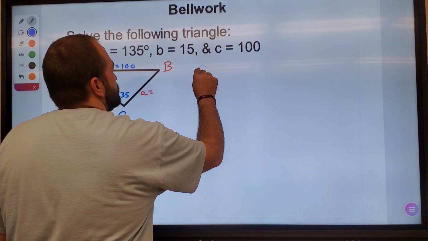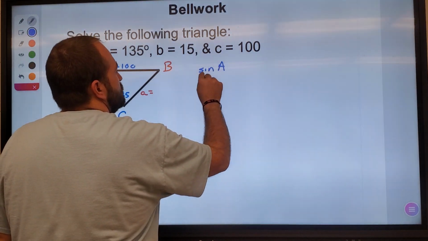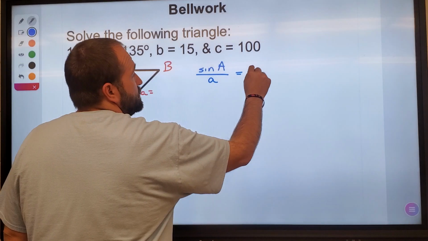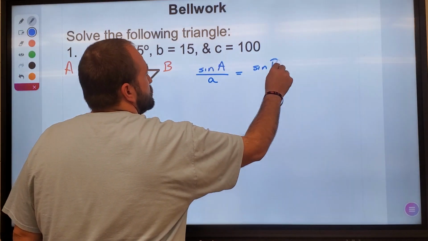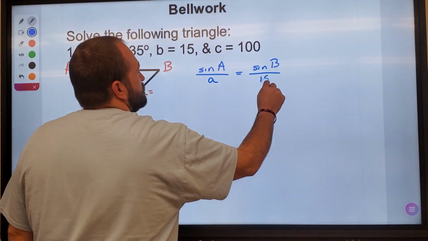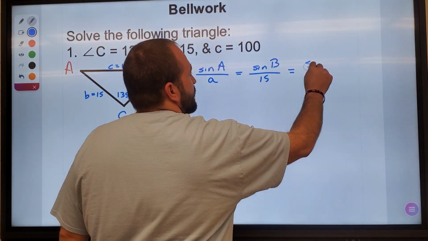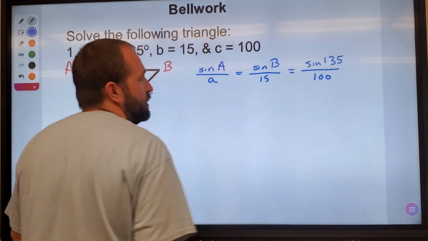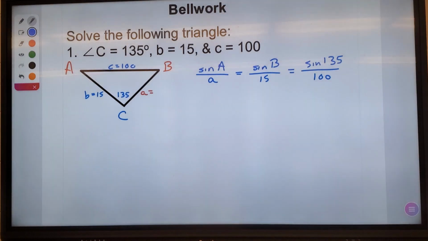So sine of angle A, which I don't know, over side A, again I don't know, is equal to sine of angle B divided by 15, which is equal to sine of the 135 over 100. And again with law of sines, you're going to have one fraction that we can go ahead and use because we have both pieces, and then we have one fraction where I'm missing only one piece. So we're going to use those last two here.